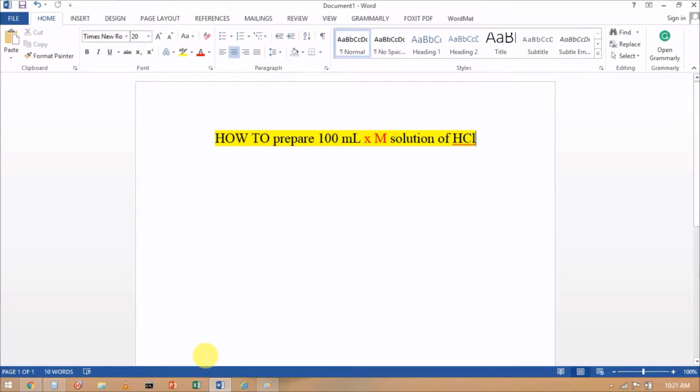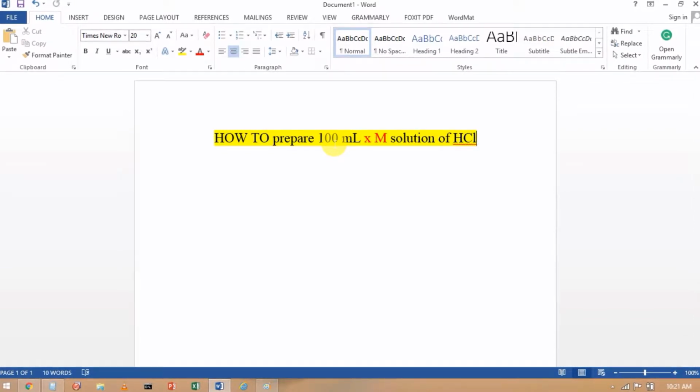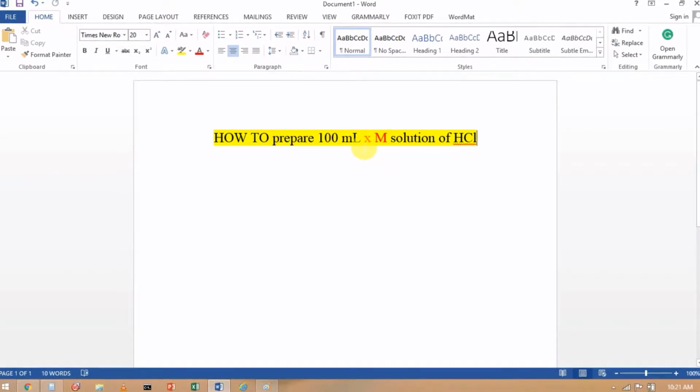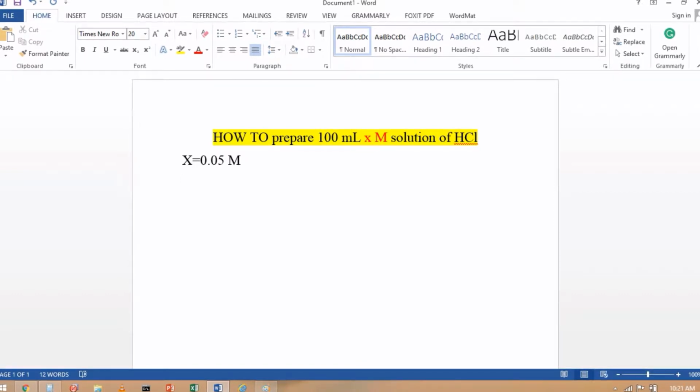Here is the problem: 100 milliliter X molar solution of HCl, and the 100 can be replaced by any other volume. It may be 50 ml or even 500 ml, it doesn't matter. So to do this we need to start from the basics, and we are talking about X molar. Say here I consider X equal to 0.05 molar. Okay, so from the basic concept, what does it mean?